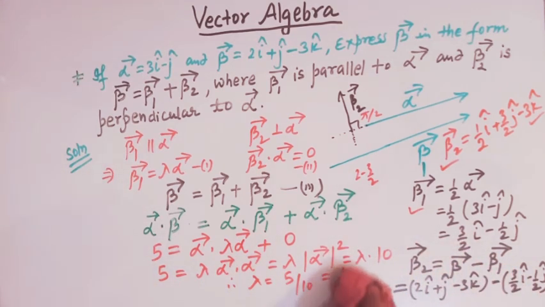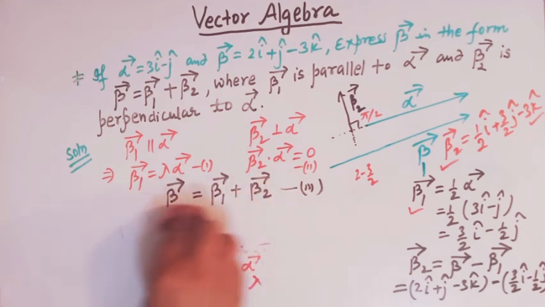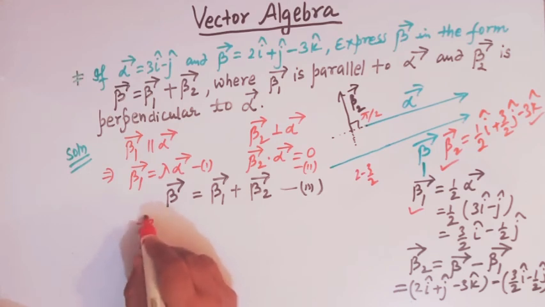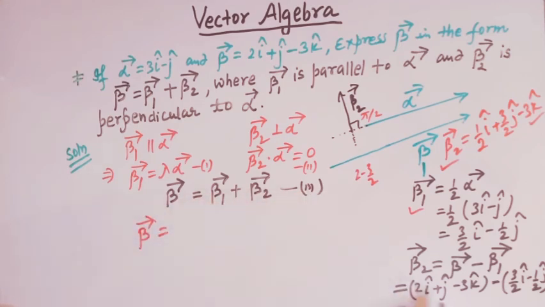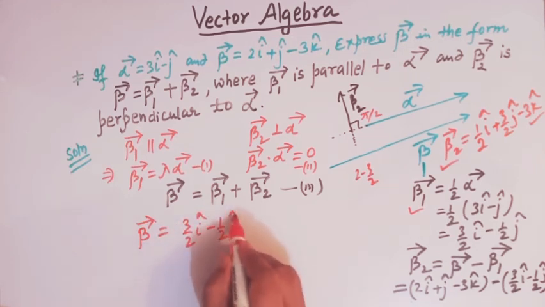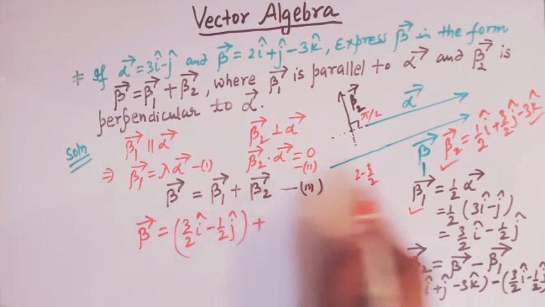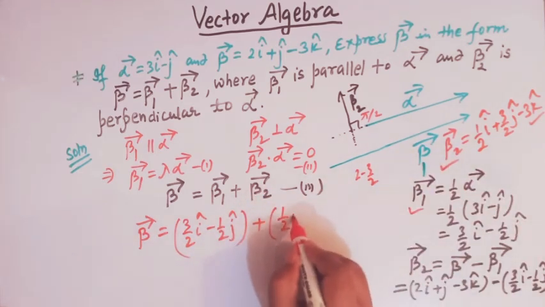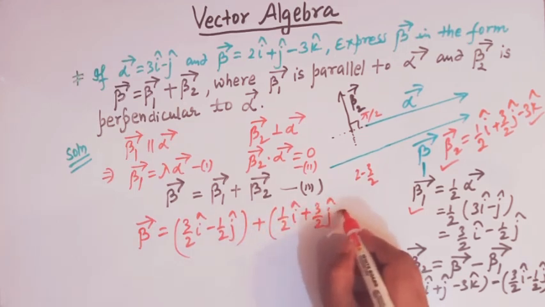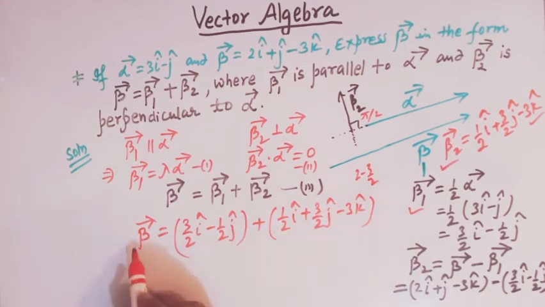Now the vector beta can be written, from this equation, as: vector beta 1 is 3 by 2 i cap minus half j cap, and the vector beta 2 is half i cap plus 3 by 2 j cap minus 3k cap, right? So vector beta is the sum of these two vectors.